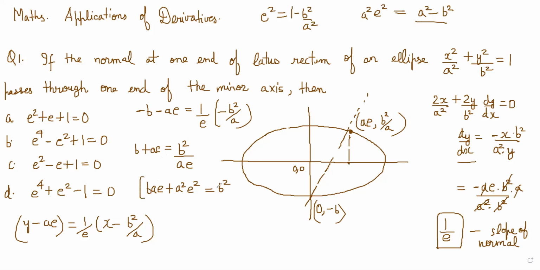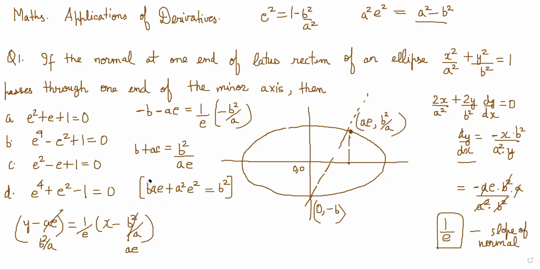How do you eliminate everything except e? You have to somehow eliminate everything except e. Sir, shouldn't it be y minus b square by a? Have I made a mistake? Oh yeah. That's it, y will be y minus b square by a and x minus ae. And then you put, it will become slightly different.